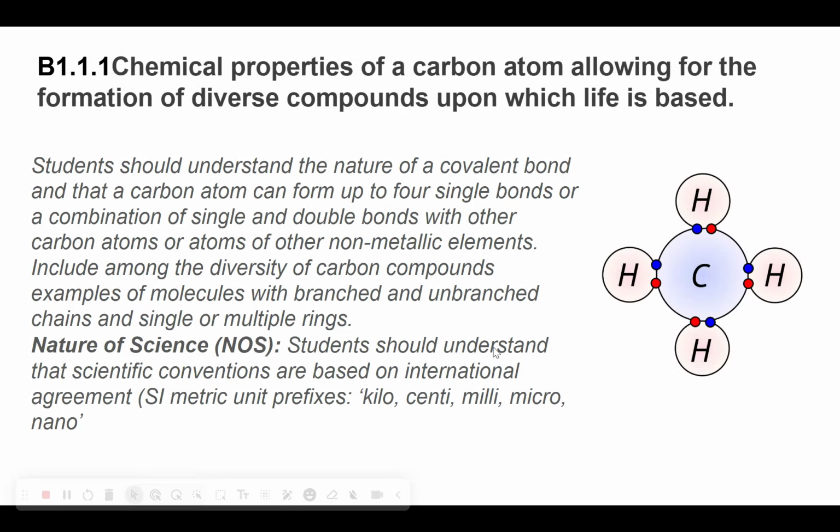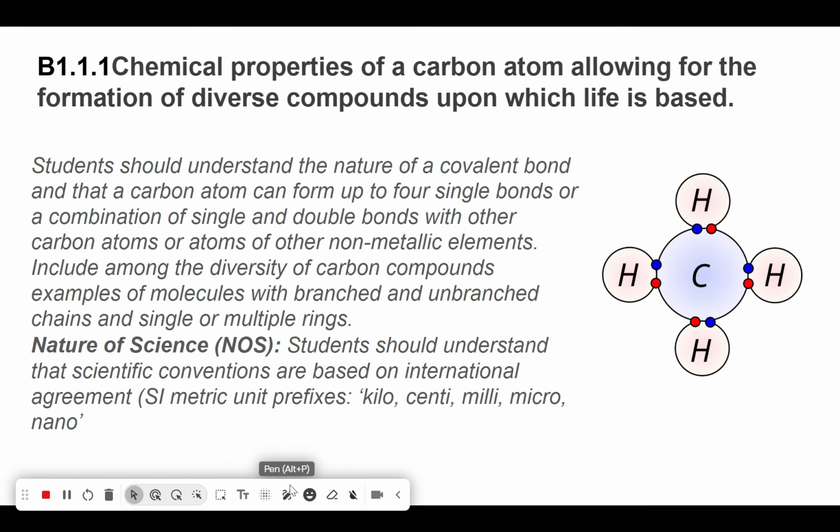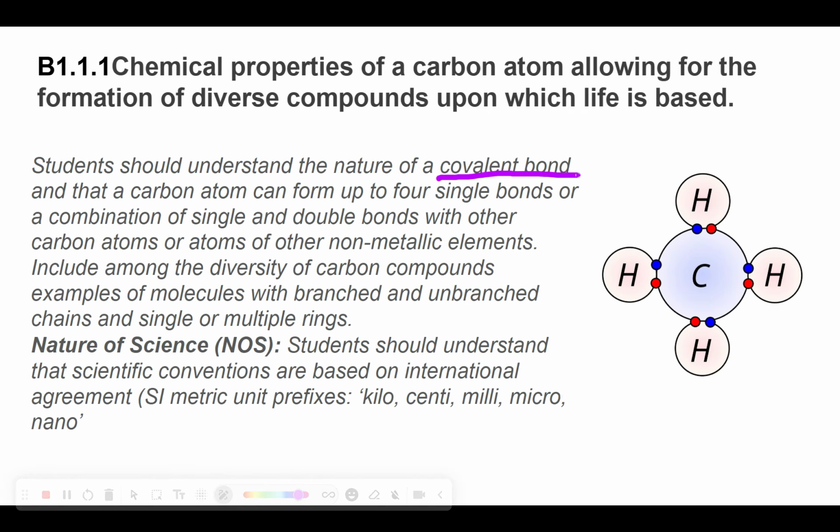All right, so first point of information: chemical properties of a carbon atom allowing for the formation of diverse compounds upon which life is based. Here we're looking at the basic information about carbon as an atomic element. Students should understand the nature of a covalent bond. You can go back to theme A if you need more information about this. We talked about these already in theme A.